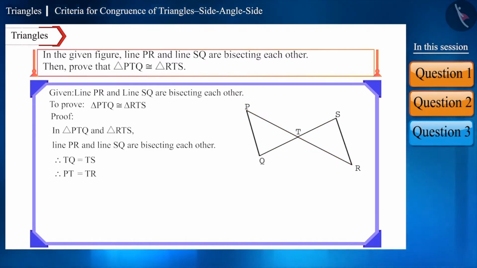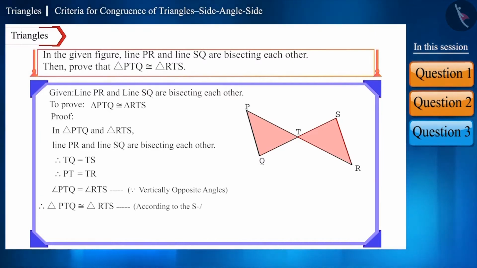Now, if the angles between these sides, that is, angle PTQ and angle RTS are equal, then these triangles can be said to be congruent according to the SAS criterion. And since PR and SQ are lines and are intersecting each other at T, therefore, angle PTQ is equal to angle RTS as they are vertically opposite angles. Therefore, according to the SAS criterion, triangle PTQ is congruent to triangle RTS.